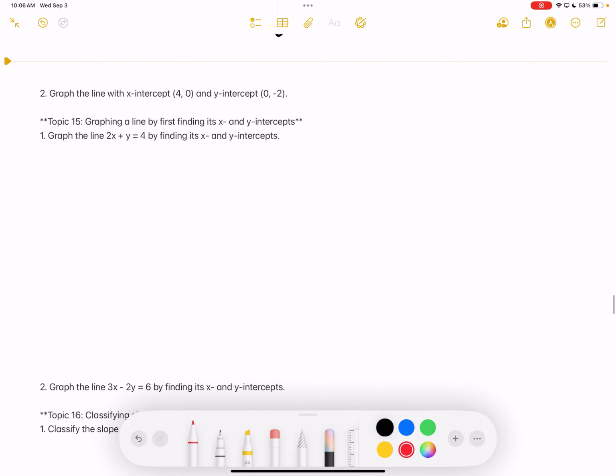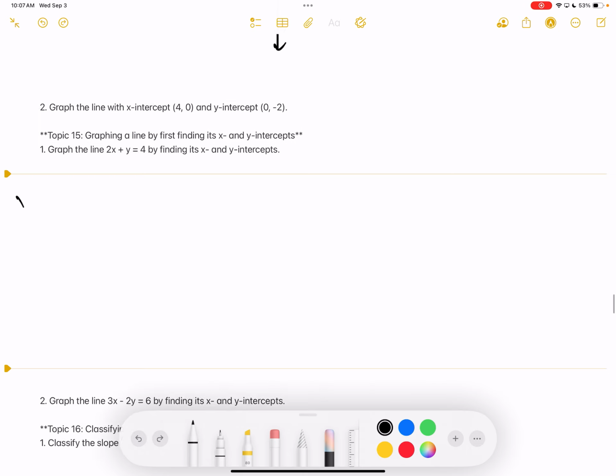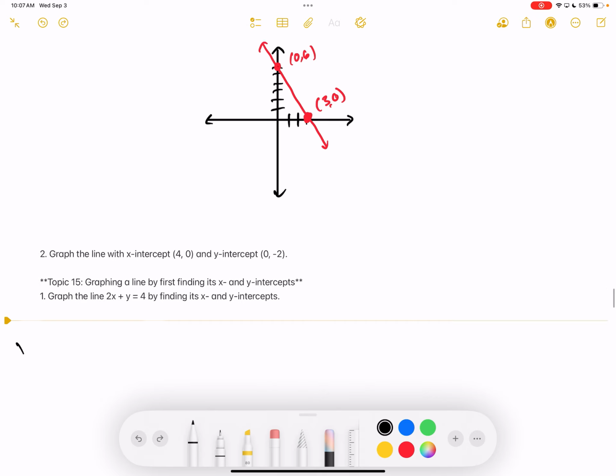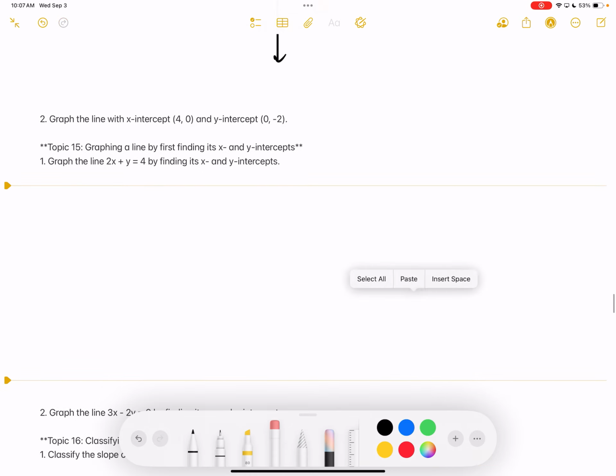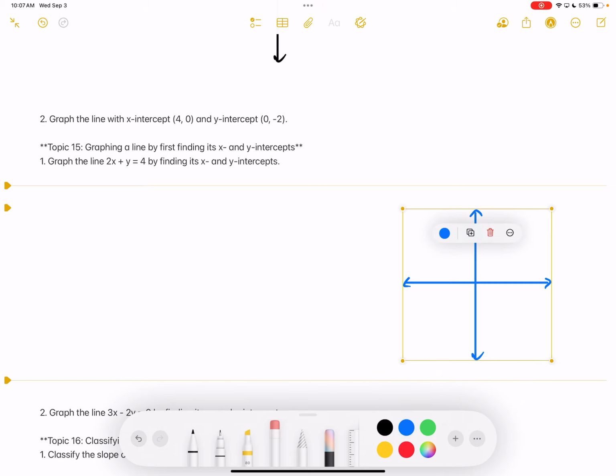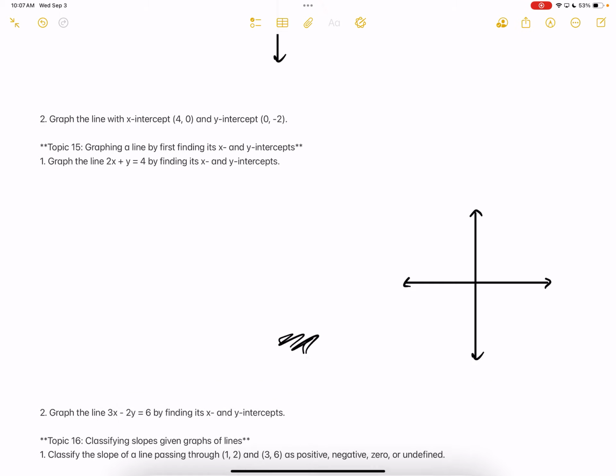All right. This one says, let's graph it by first finding its x and y-intercept. Use a different color here. Why didn't it? Sorry. So, I feel like my iPad is struggling today. Switch colors.